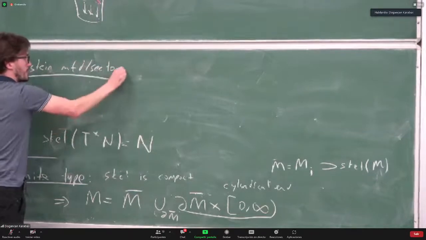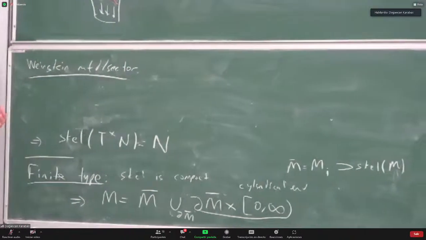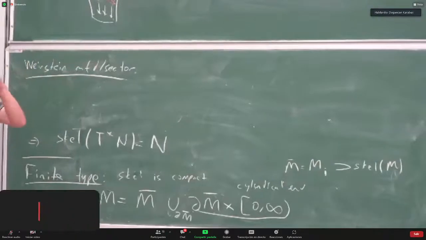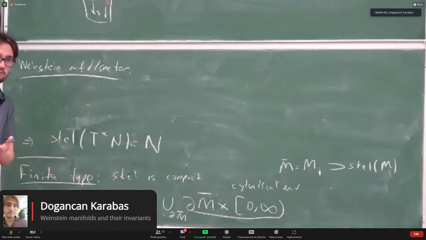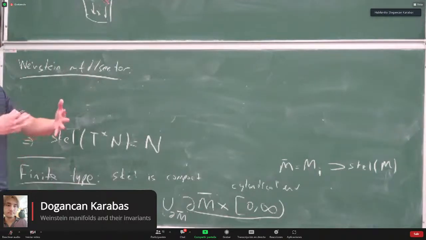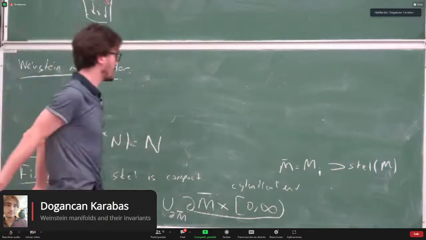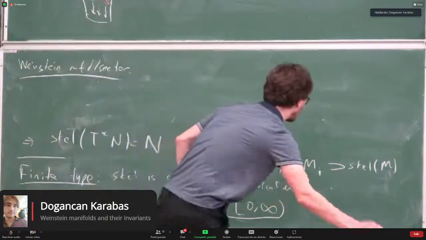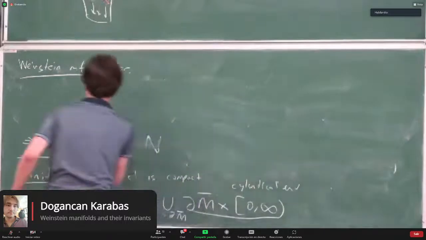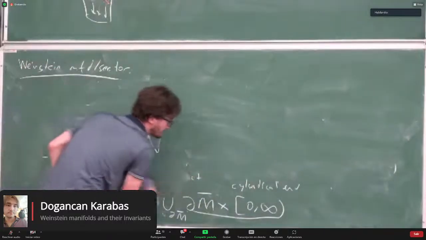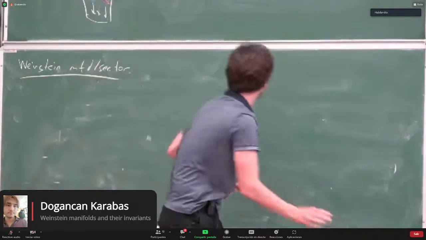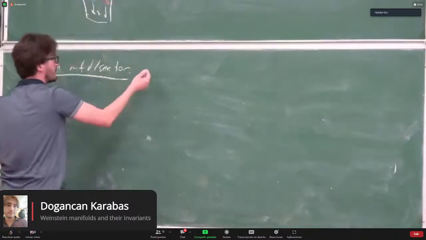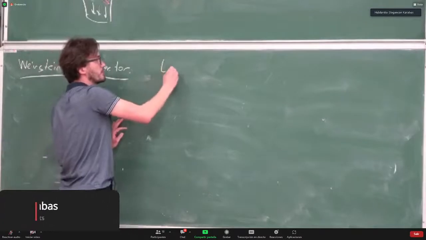So, Weinstein manifold or sector: the idea is that this Liouville vector field is usually not that well controlled. So we want to give some control of it, so that we have a nice skeleton and some nice property between the skeleton and the actual symplectic manifold.